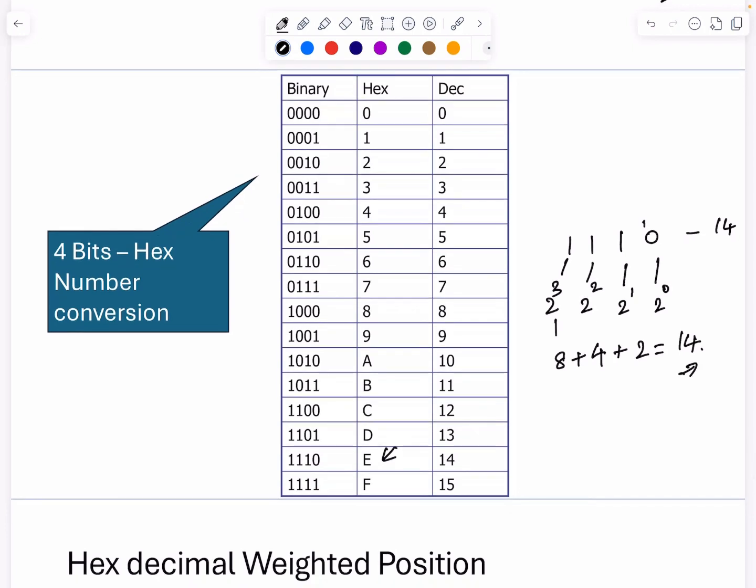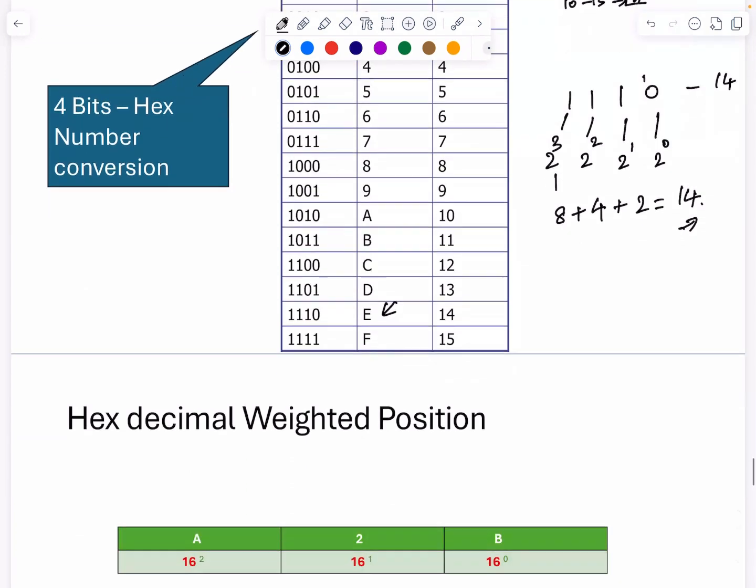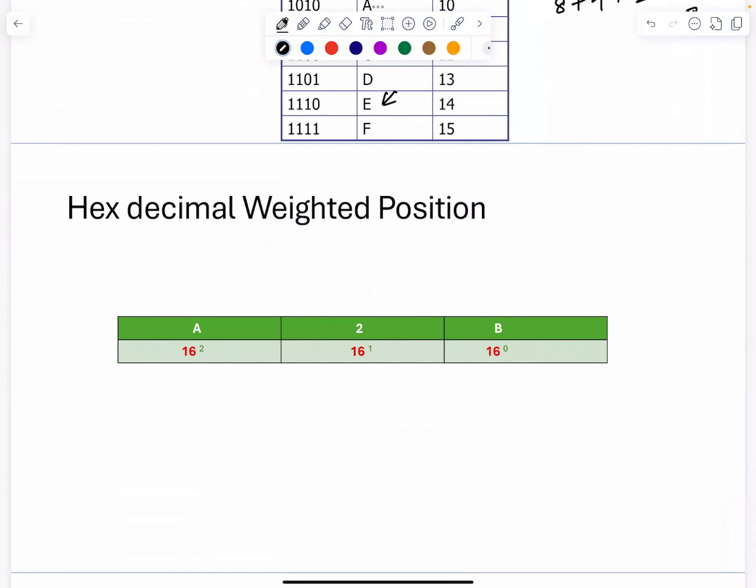So how is this 14? So 1, 1, 1, 0. We call this 14. Okay. So why? 2 power 3, 2 power 2, and then 2 power 1, and then 2 power 0. So I have 1, 2 power 3 is there, right? So 8, this is 4, this is 2, so I have 14. All right, and 14 in hex is E.